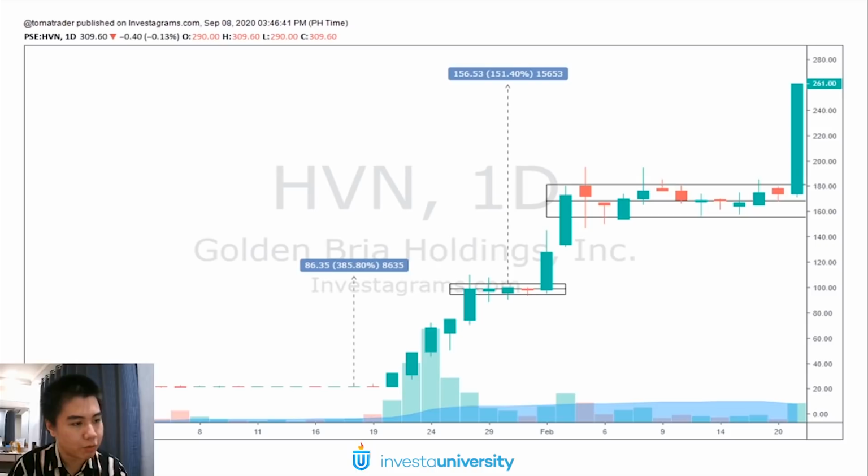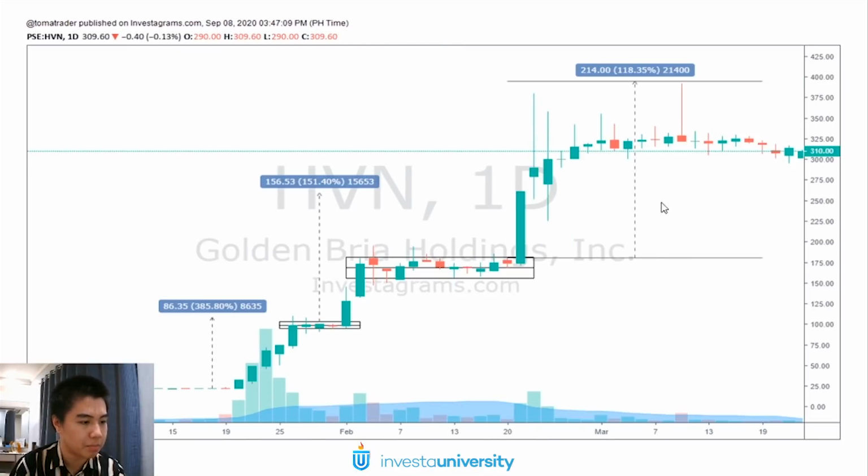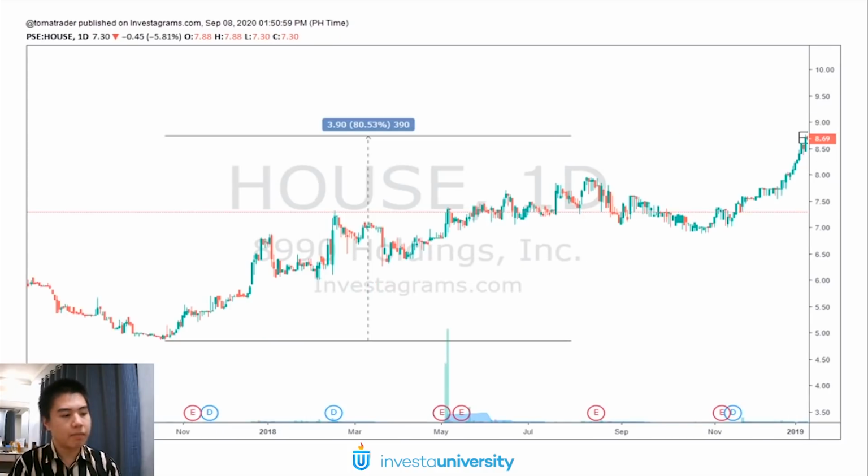So after this, nag-form pa na 151% move. Then after this breakout, it went up another 180% kung dito ka pa bumili until the pinaka-high. So, yan, sobrang lakas ni Haven, right? And classic, Darvas box. Okay, now I wanna give some personal examples naman.